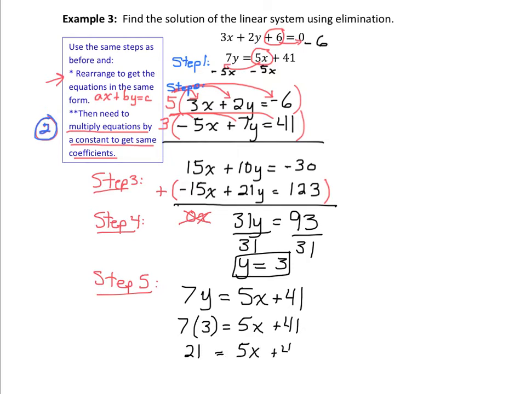5x plus 41. And I'm going to subtract 41 from both sides. 21 minus 41 is equal to negative 20. So negative 20 equals 5x. I'm just going to go over to the right here and finish my solution.